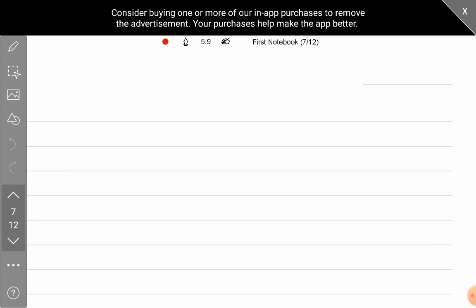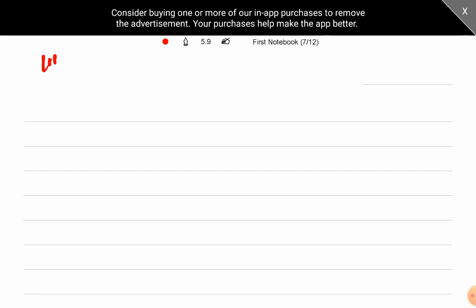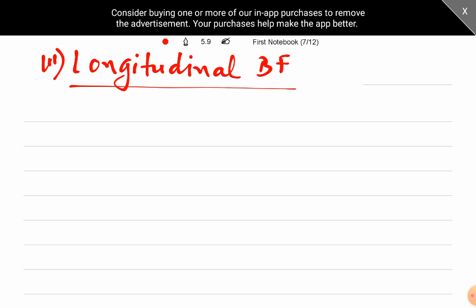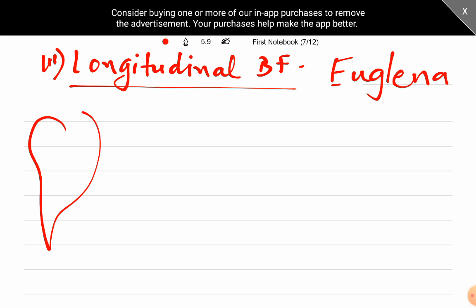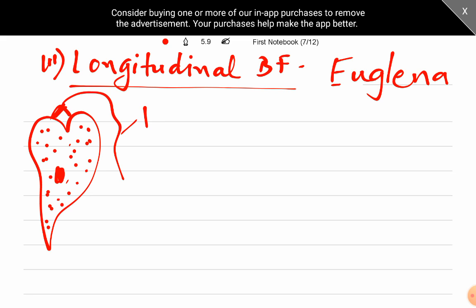Next type is longitudinal binary fission. Third one. Longitudinal binary fission, and the example for this is euglena. We know euglena, let me draw the diagram. Euglena is an organism which has the ability of synthesizing food material inside the body, and it has a nucleus and cytoplasm and other cell organelles are also present. It almost looks like a paramecium, but paramecium does not have such a long flagellum. It has a flagellum.